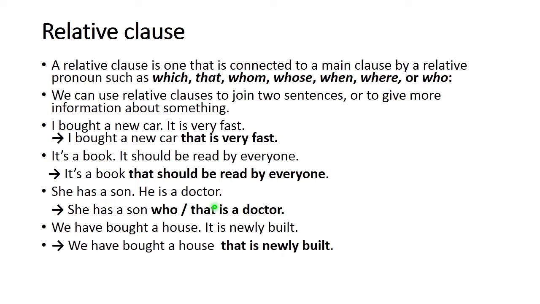She has a son, he is a doctor. She has a son who is a doctor, or that is a doctor. We can use both who and that in order to join these sentences. Next example: we have bought a house, it's newly built. We have bought a house that is newly built. So these are called relative clauses because relative pronouns are used in order to join the two sentences.